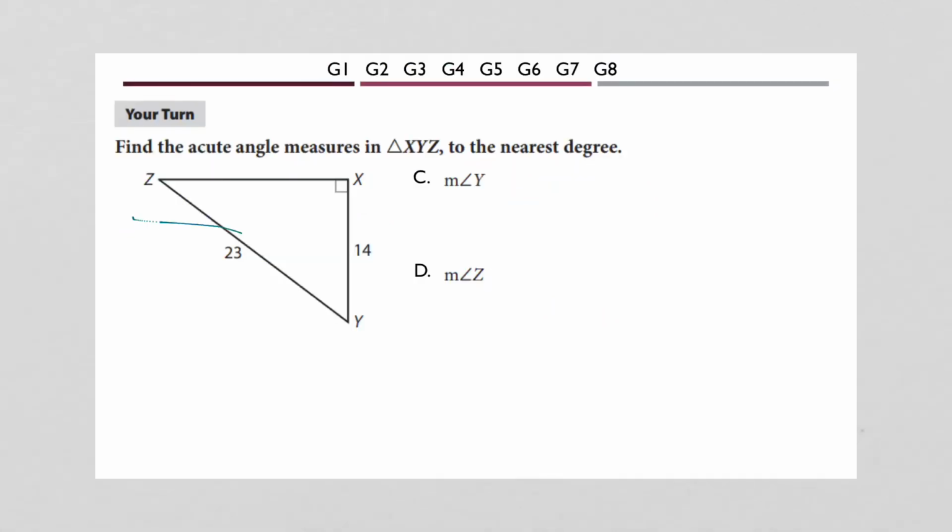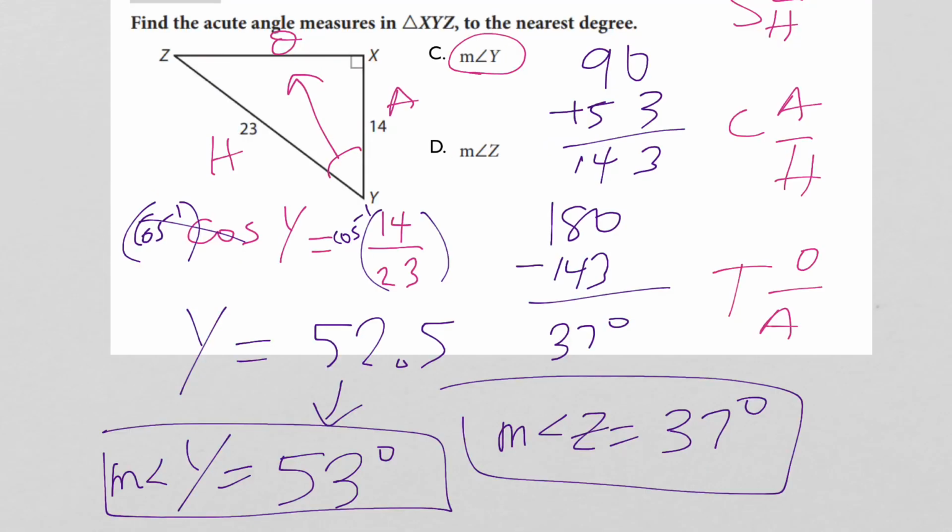All right, you guys try this one and see if you get it right. All right, if you got this right, the measurement of angle Y should have given you 53 after you round, which means the angle Z is 37. All I did was I used cosine because based on angle Y, they gave us the hypotenuse. They didn't give us the opposite value, but they did give us the adjacent. So I had to use A and H.